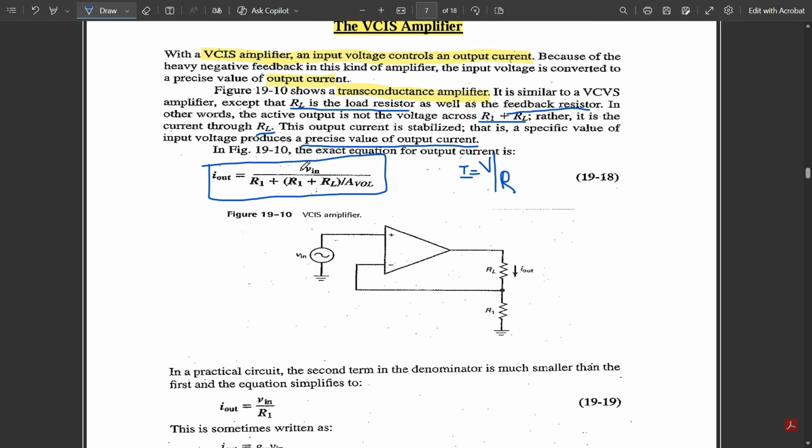That is, I out is equal to V in divided by, at this side, how the outputs are divided: R1 plus RL. Okay, R1 plus the combination of these two resistors, R1 plus RL, divided by the open loop voltage gain AVOL. So this is the basic equation for output current which is generated through this VCIS amplifier. Okay, so this is the equation, guys.